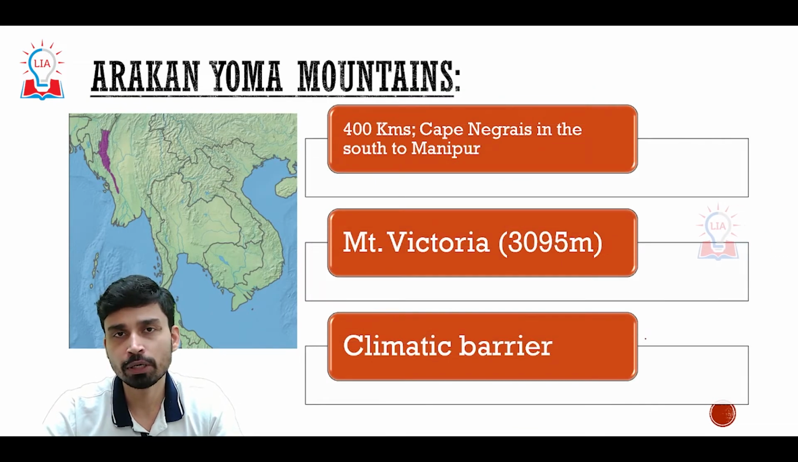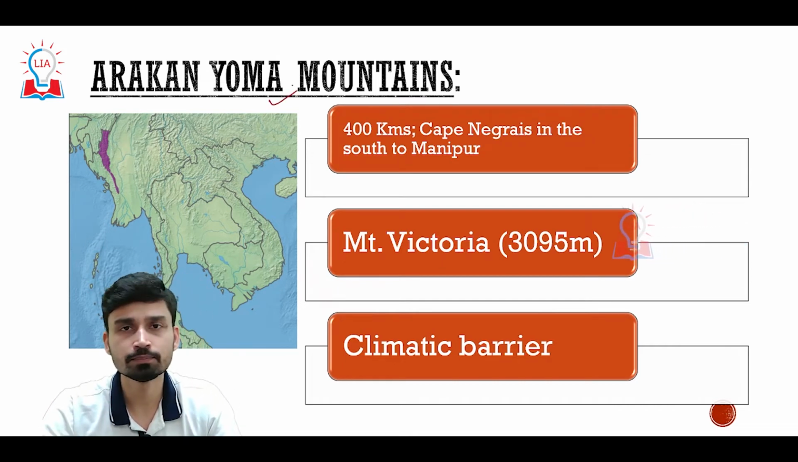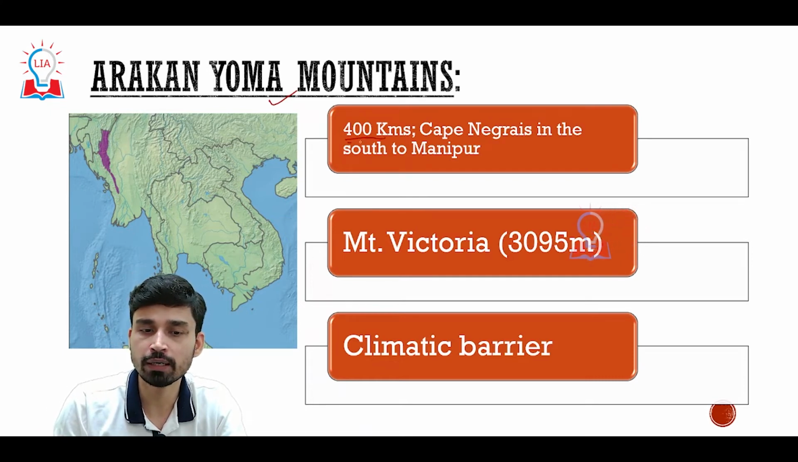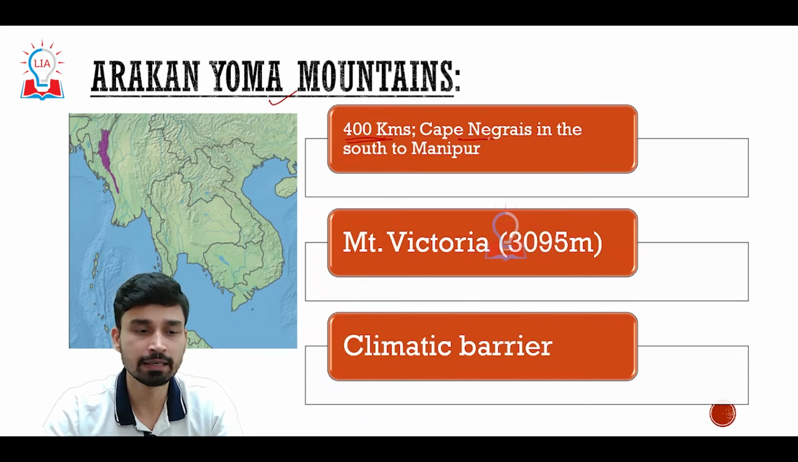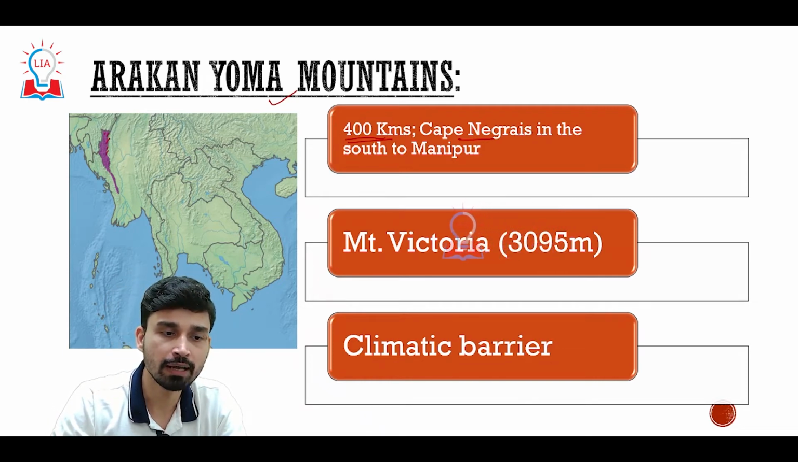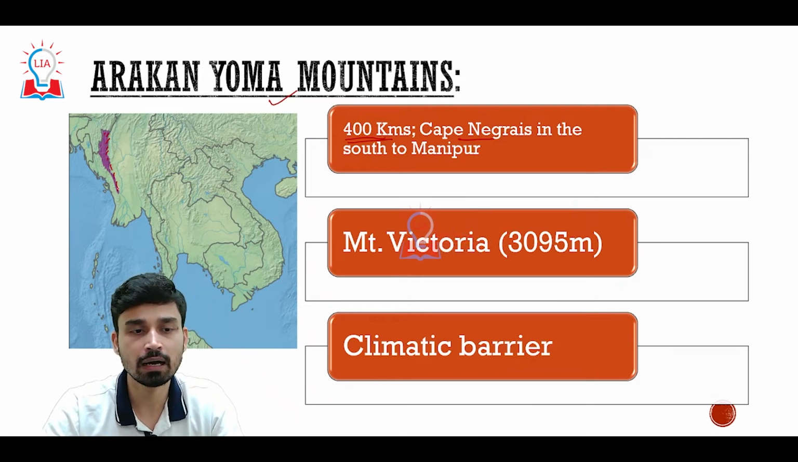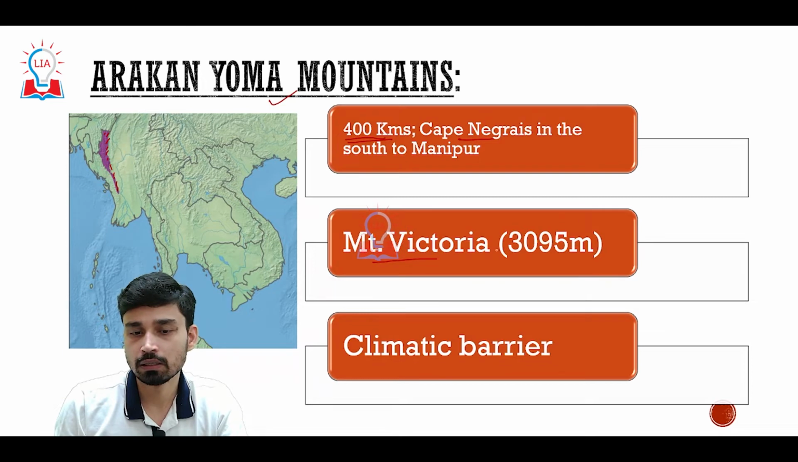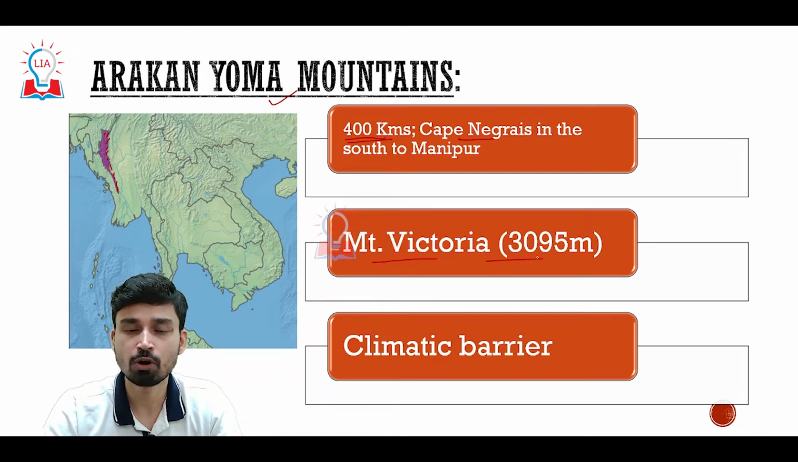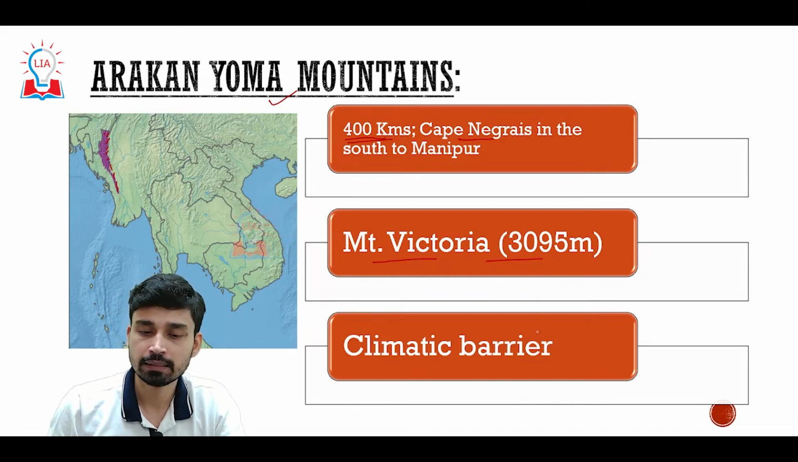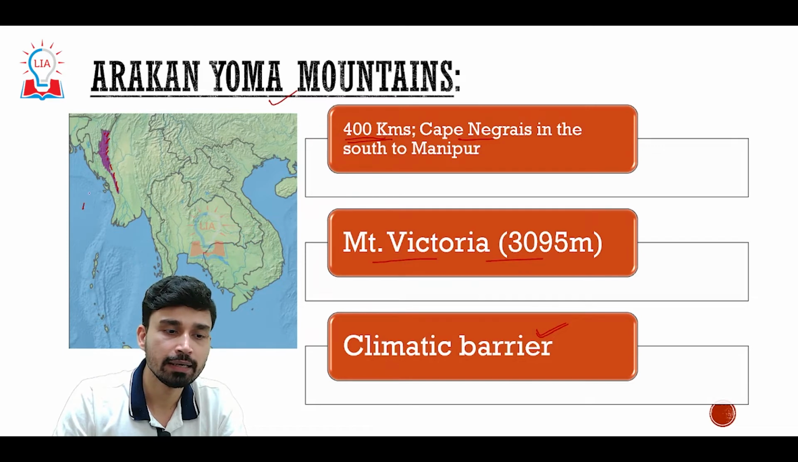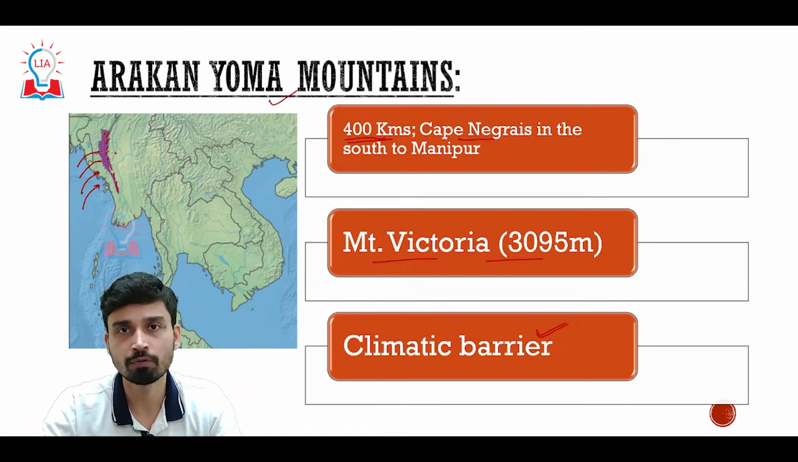The next important mountain range of Asia is in South Asia, that is the Arakan Yoma Mountain, which extends for a length of almost 400 kilometers, right from Cape Negrais in the south, Myanmar, to Manipur in India in the north. If you look at the map here, this violet region is what is called the Arakan Yoma Mountain. The highest point on this mountain range is called Mount Victoria, which is situated at an altitude of 3095 meters. This mountain range acts as a climatic barrier between the coastal regions and the interior regions of Myanmar.